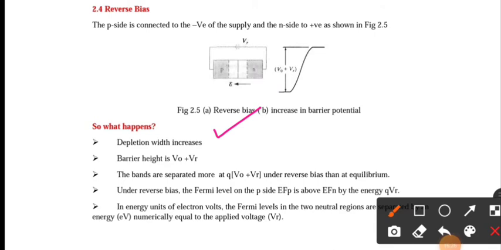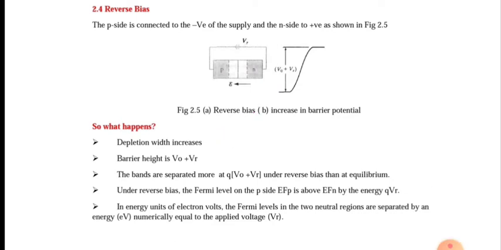Barrier depletion width increases, barrier height increases, and the band is separated by Q into VO plus VR under reverse bias. The Fermi level on the P side, EFP, is above EFN by energy QVR. So these are the things that happen under reverse bias.